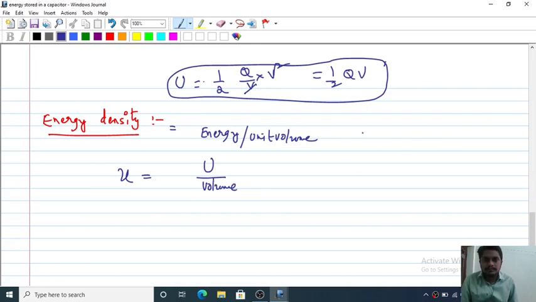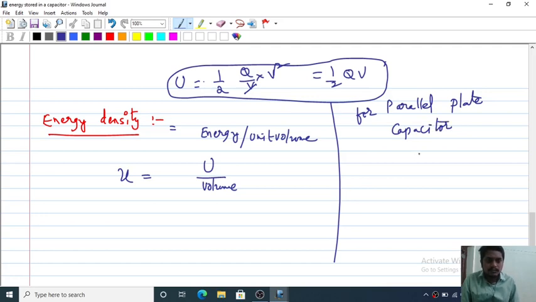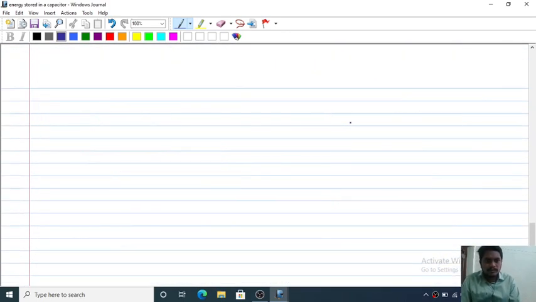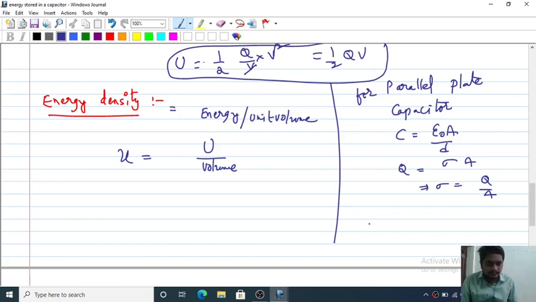Okay, so I want to write this expression for a parallel plate capacitor. So here, capacitance C is equal to epsilon naught A by D, and charge on the capacitor is equal to sigma into A, where sigma, the charge density, is charge per unit area. So I want to use the relation q square by 2C. From that we get the energy U equal to q square by 2C, q square by 2C, q being sigma A, so sigma square A square by 2 into epsilon naught A by D.